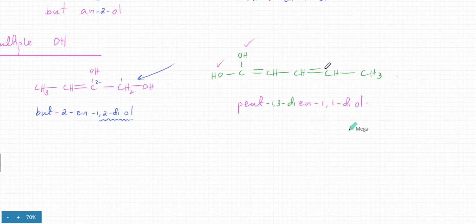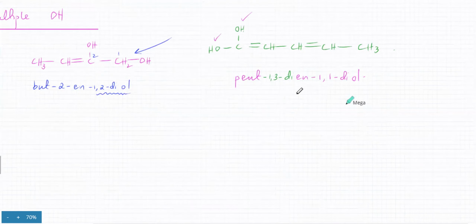Okay. Clear to the rest? Is this clear? Is this clear?